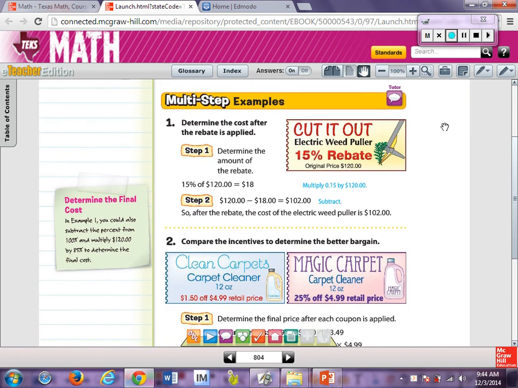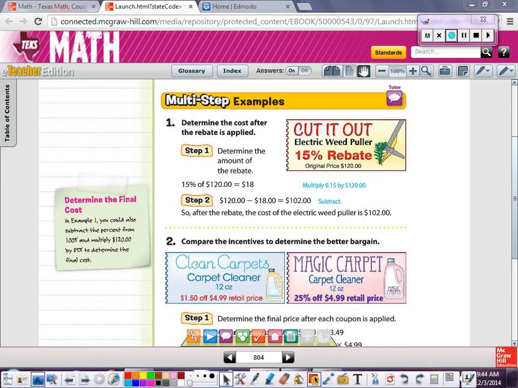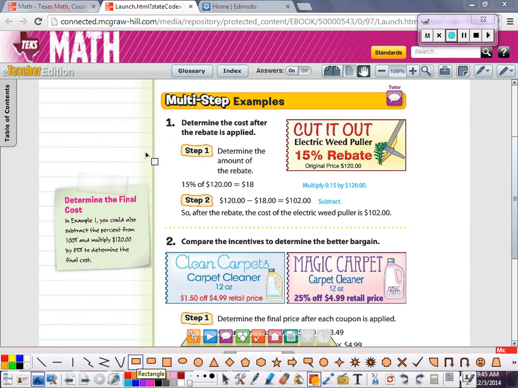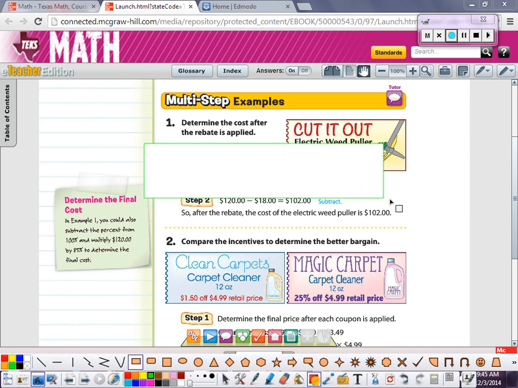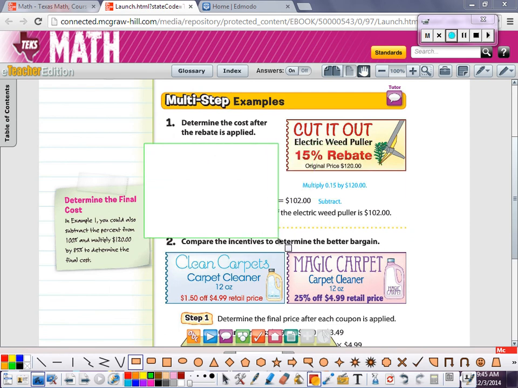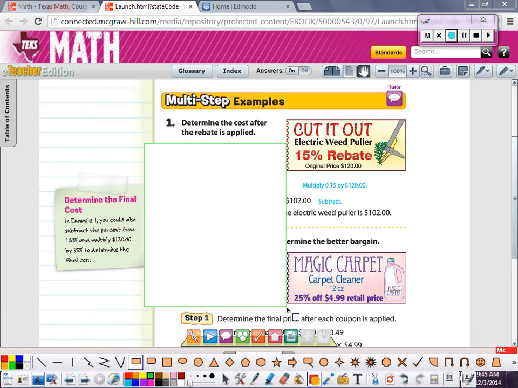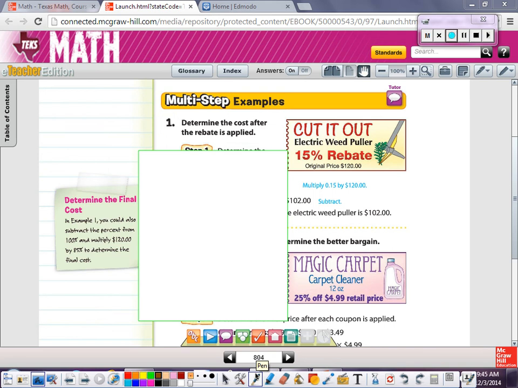So here, like I always do, I'm going to blank out everything that's mentioned here, and then just focus on what's being asked based on the information that we're given. So I'll work this way for number 1. All right, so continuing on. It says determine the cost after the rebate is applied. So Cut It Out is like a yard cleaning service, I suppose. And here you have an electric weed puller that you can use. They'll give you a 15% rebate off of the original price of $120.